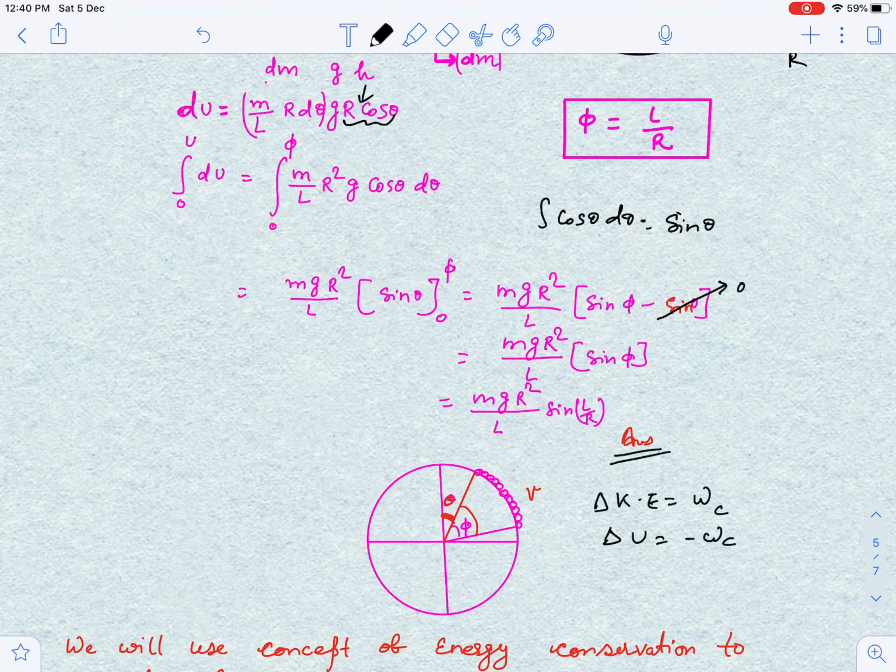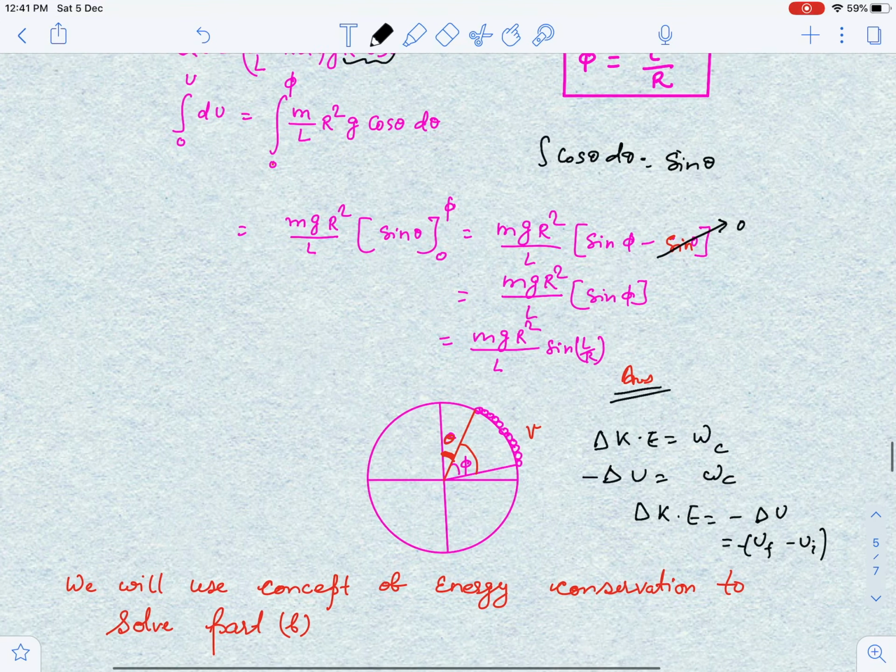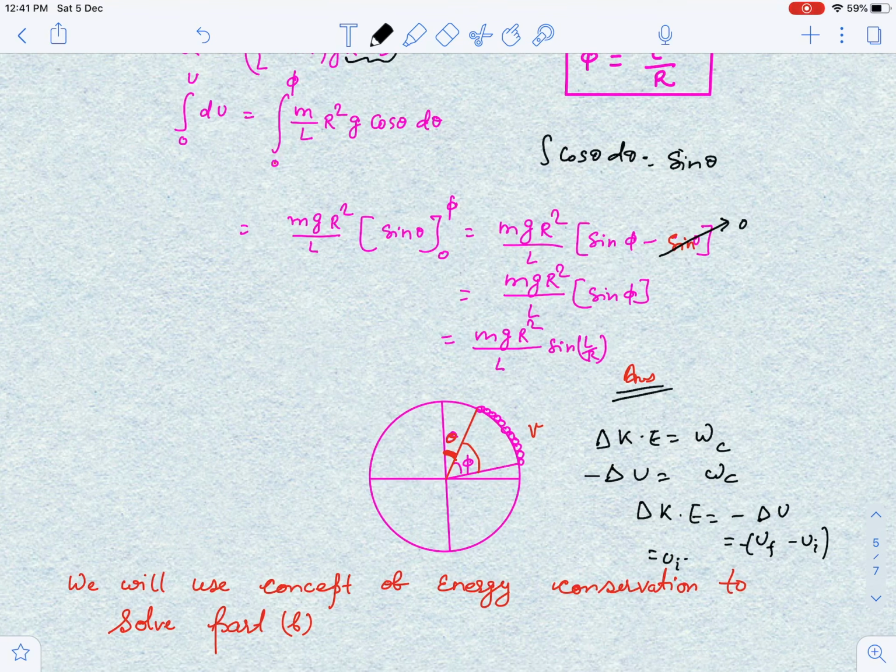And you know that delta U is equal to minus W_c, the work done by conservative forces. So can I take this minus to the left side, guys? Then delta KE is equal to minus of delta U. So finally I have to calculate U final minus U initial, and the negative of this is nothing but U initial minus U final, that is K initial minus K final.